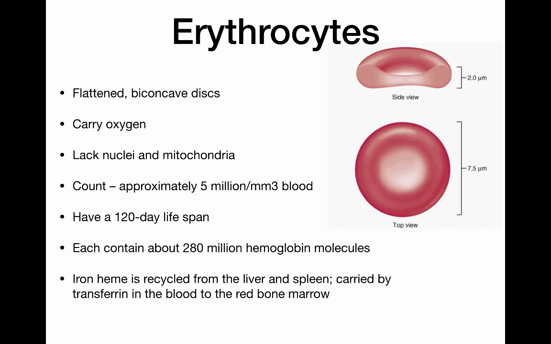So this is another mind-blowing number, I think. We've got 5 million of these things in a millimeter cubed of blood. Each red blood cell, just one, contains about 280 million hemoglobin molecules. That's in just one. I can't do the math right now because it's too early in the morning, but just imagine 280 million hemoglobin molecules in one red blood cell and 5 million of them in a millimeter cubed of blood. That tells you how excellent we are and adapted we are to carrying oxygen, right? It gives you an idea of how much oxygen we are transporting around.